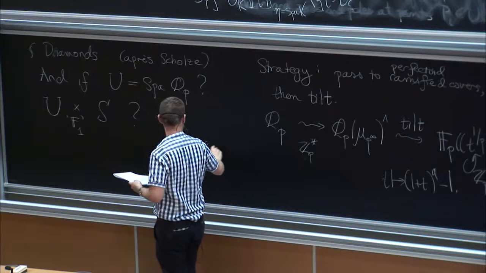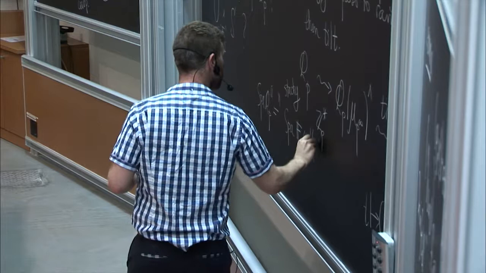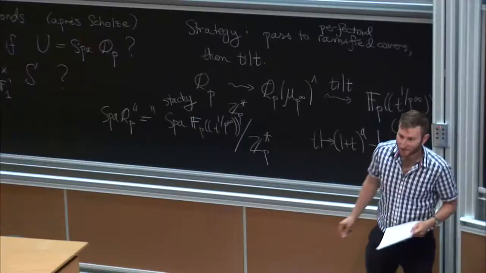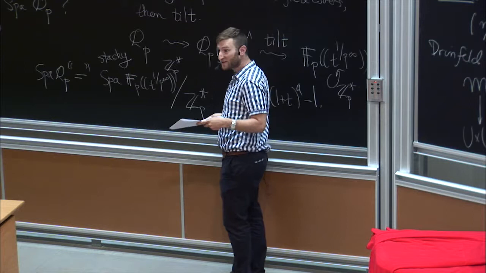as this very stacky quotient, Spa F_p((T^{1/p^∞})) modulo the action of Z_p cross. Okay. So I said this phrase stacky quotient, so that suggests that this thing should really be a sheaf. But a sheaf on what category? It'll be a category of perfectoid spaces in characteristic p.